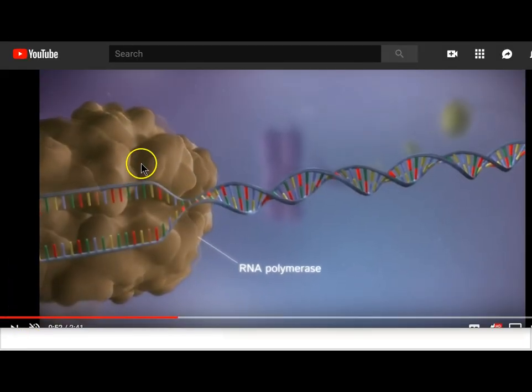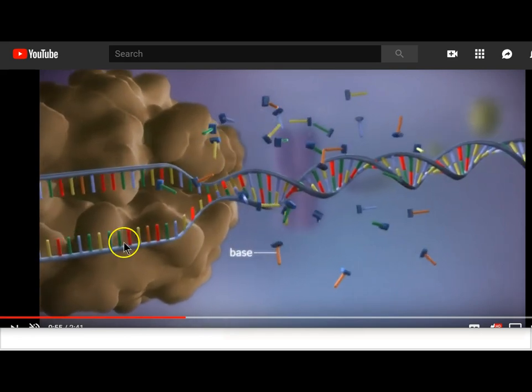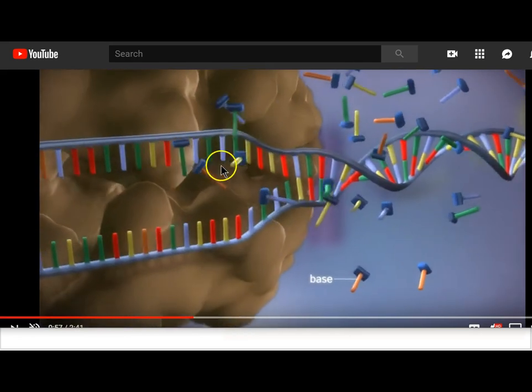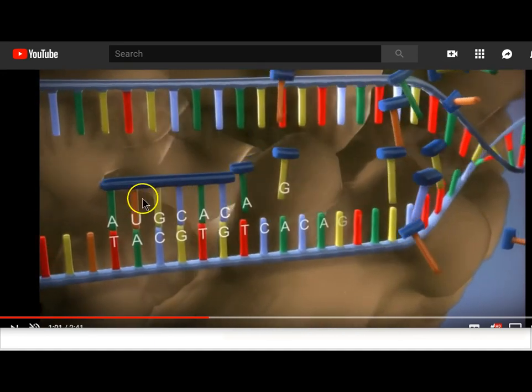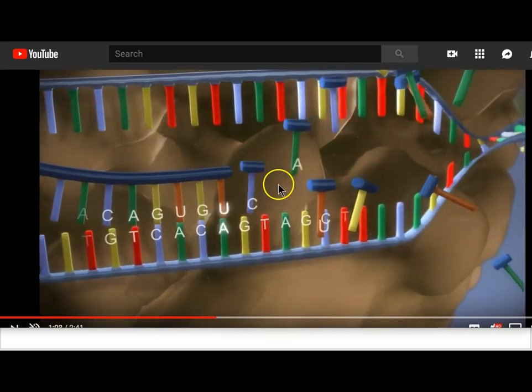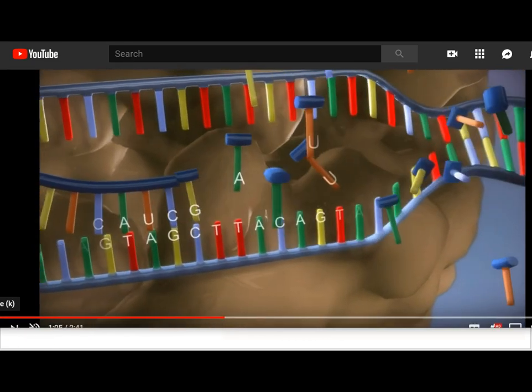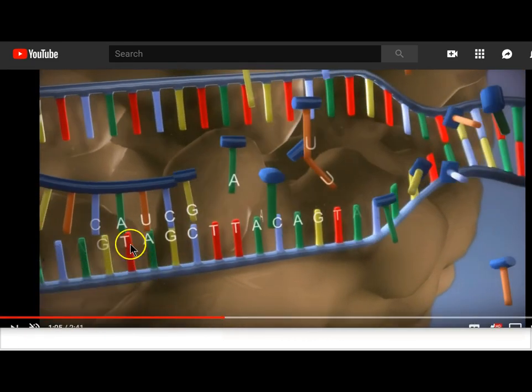Here we have RNA polymerase, and now the DNA has unzipped and unwound, and RNA polymerase now is going to be making a complementary messenger RNA molecule. If we just pause it for a quick second, we'll see that when there's a T in DNA, there's an A in RNA, but when there's an A in DNA, it's a U that sticks to the A. So messenger RNA has C's and A's and G's, but it has a U instead of a T.